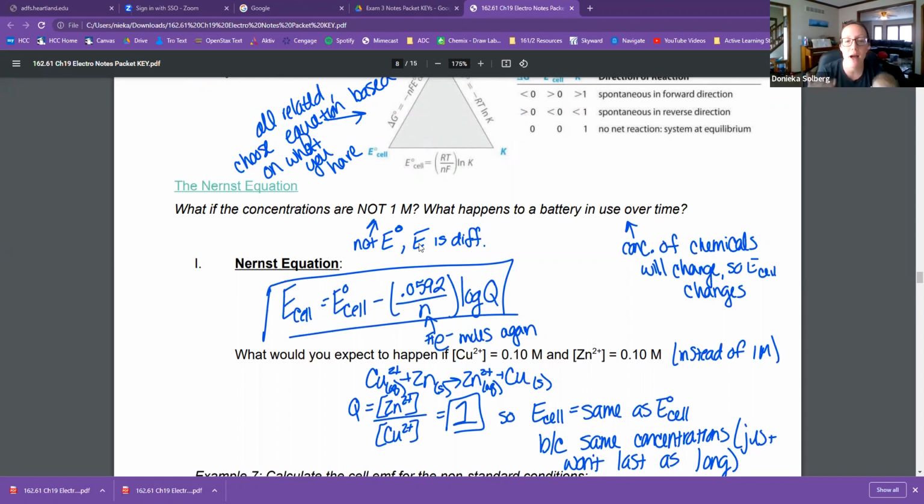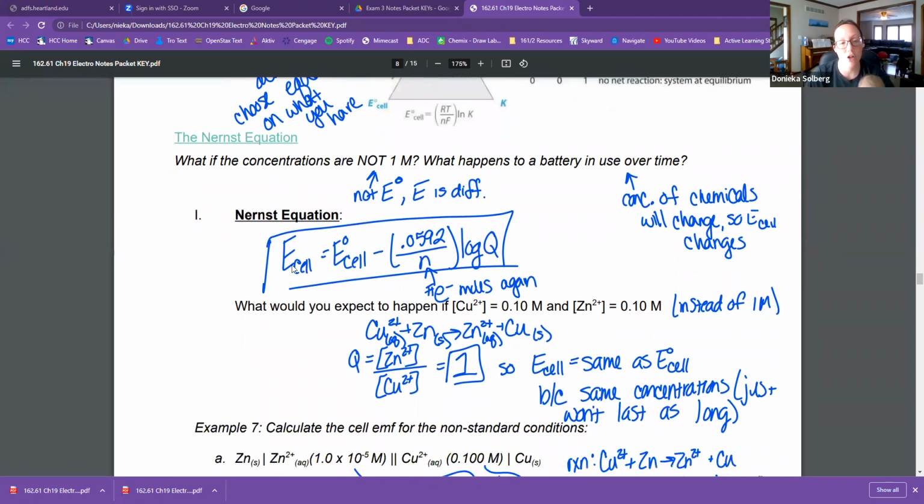And if you think about it, what happens to a battery over time is the voltage is going to go down and down and down until it dies, because the concentration of those chemicals doing that reaction actually changes, okay? So what is the equation that relates those? That is the Nernst equation.